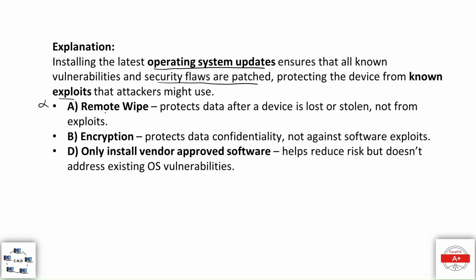The incorrect options: remote wipe basically protects data after a device is lost or stolen and is not for protecting from exploits. So remote wipe does not protect from exploits. Similarly, encryption protects data confidentiality, not against software exploits. And option D, only install vendor approved software, also helps reduce the risk, but it does not address existing OS vulnerabilities.